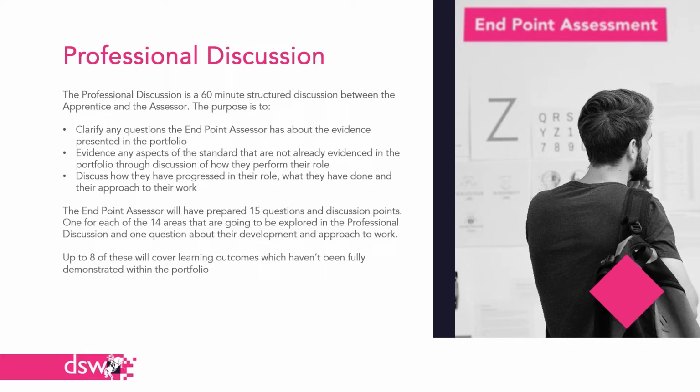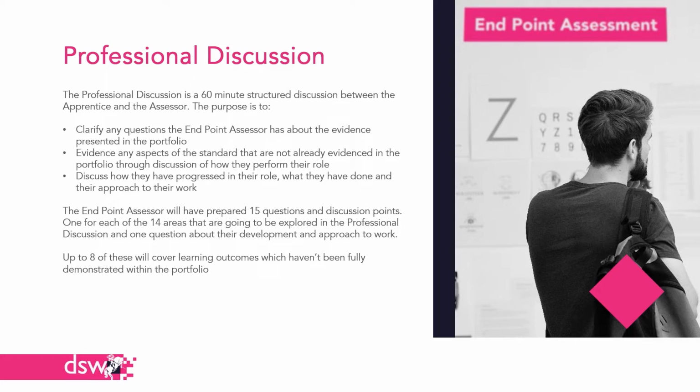Up to 8 of these criteria can be areas where sufficient evidence was not provided in the portfolio. The remainder of the 14 can focus on the potential to demonstrate distinction. It will assess the softer skills of the standard, and questions will be asked about the evidence submitted in the portfolio. There will be 1 discussion point on how the apprentice has progressed in their role, what they've done, and their approach to work. Sample questions for the professional discussion can be found in the toolkit.